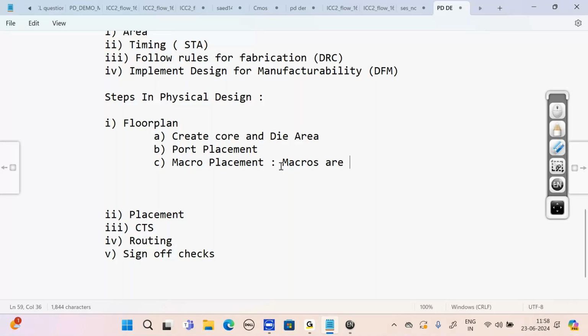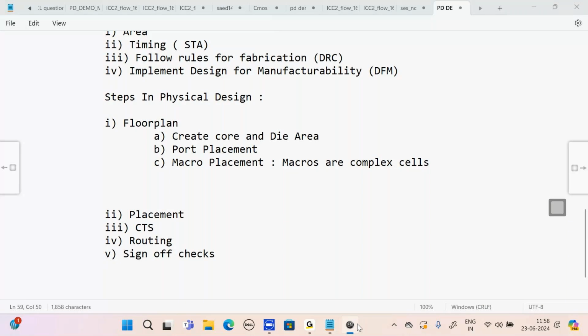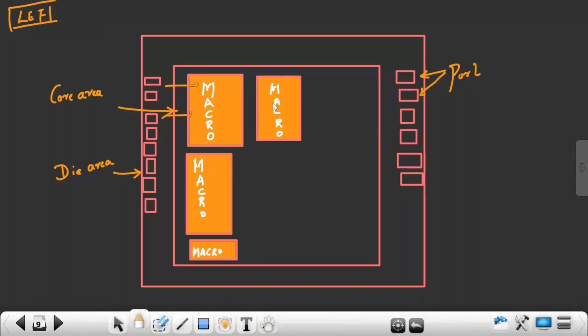Macros are complex cells. The design is already available for us, the layout is already available for us. So if the layout is already available, the polygon data is already available. I need not prepare it from the beginning, right? Similarly, I need not write RTL code for this block. Layout is already available. Don't do synthesis. Directly use the layout as part of your design.